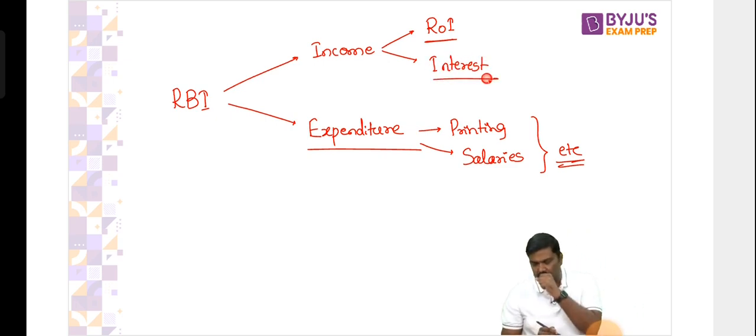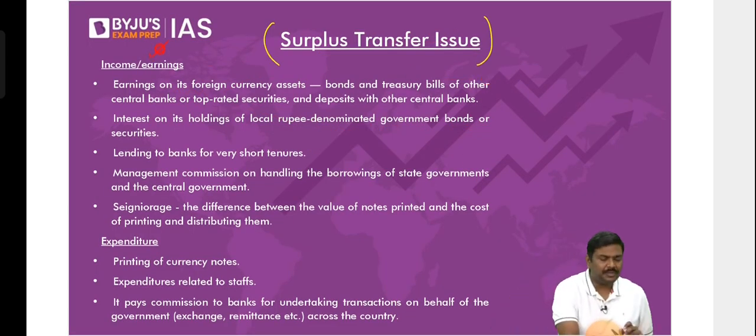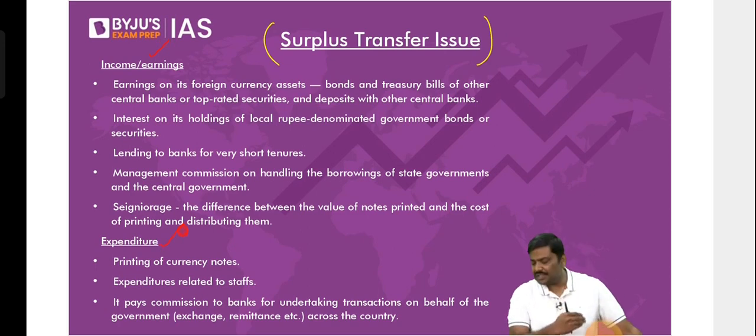RBI will spend money. RBI will also earn money. I've given examples of it. Have a look at this. What are the types of incomes that RBI earns? What are the ways expenditure is done by RBI?